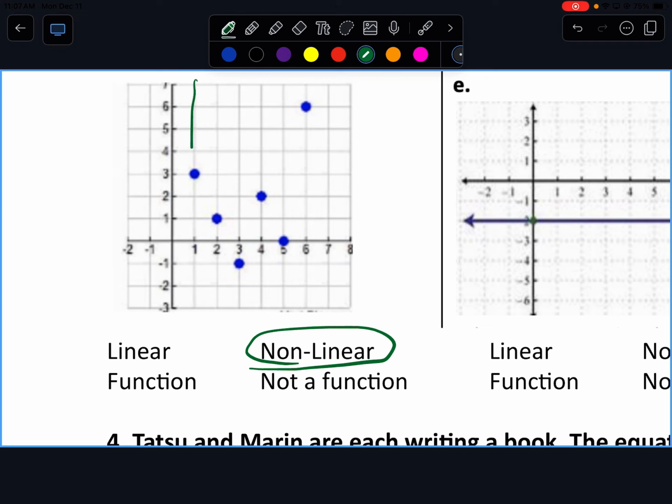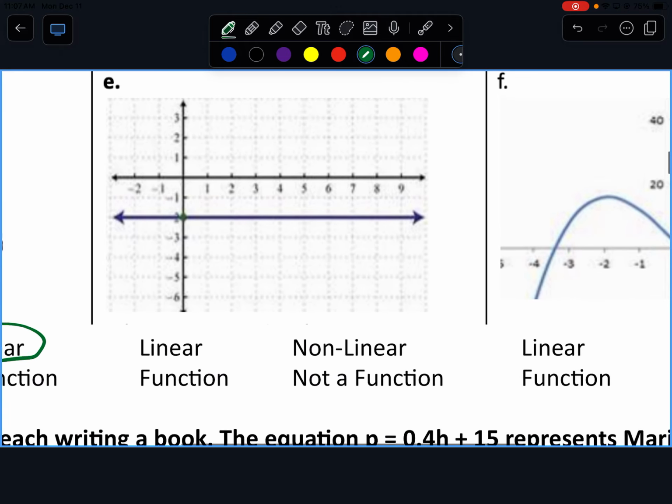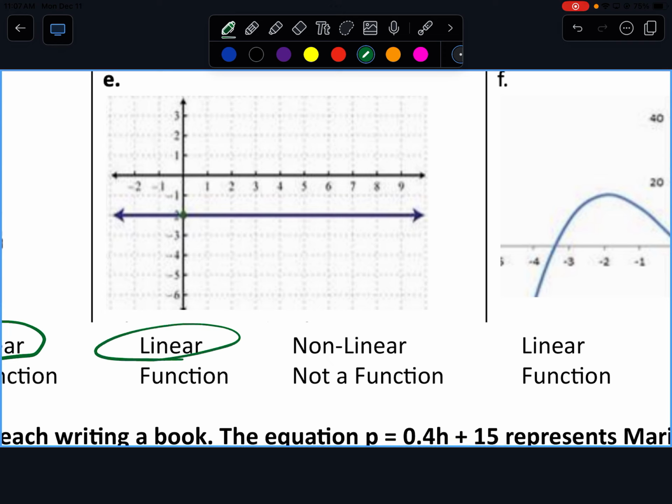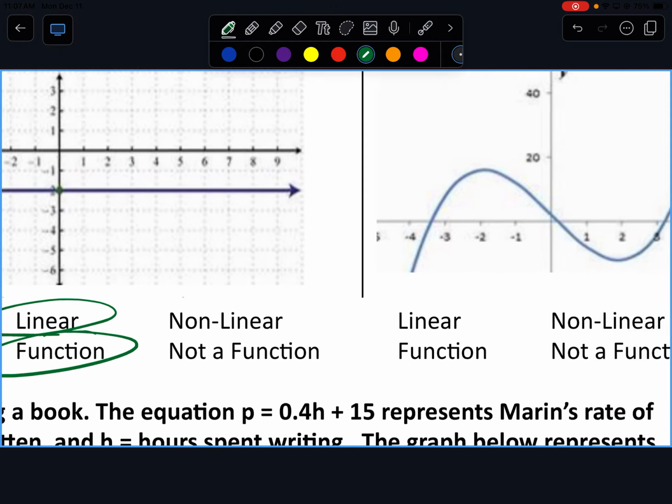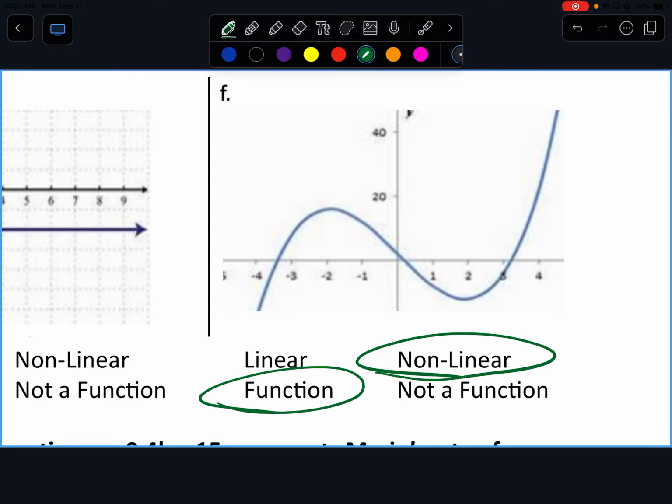Does it pass the vertical line test? Vertical line, vertical line, vertical line. Look at that. It doesn't pass any of them more than once, so it is a function. Is this a line? Yes, this is a line. Is it a function? Yes, it is a function. This one, is it a line? No. Is it a function? Yes.